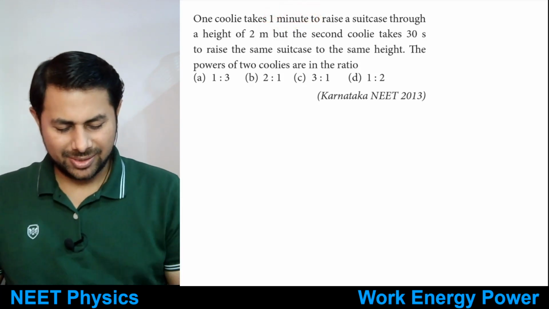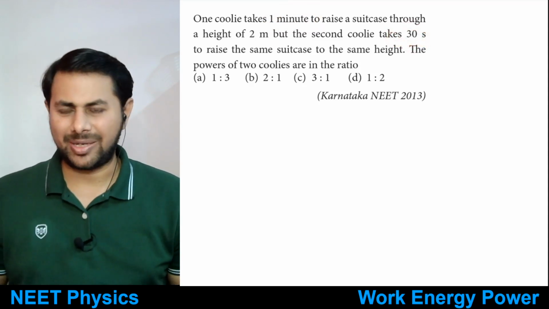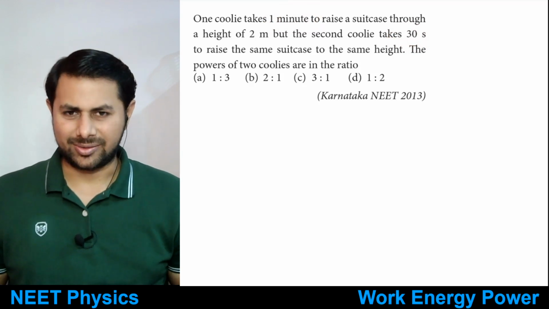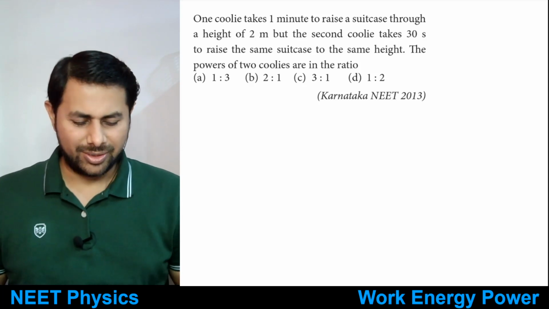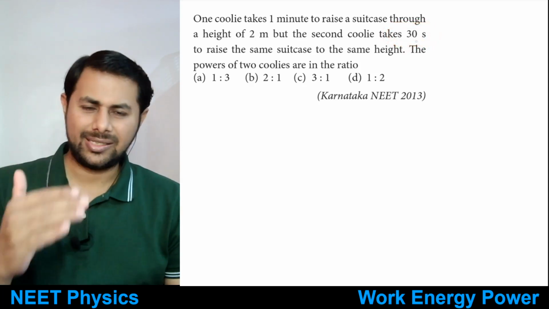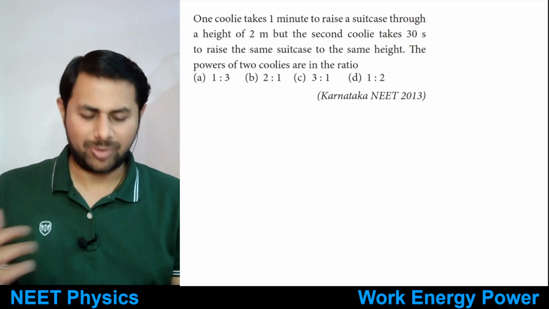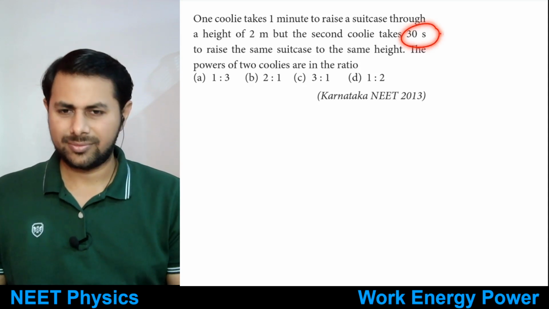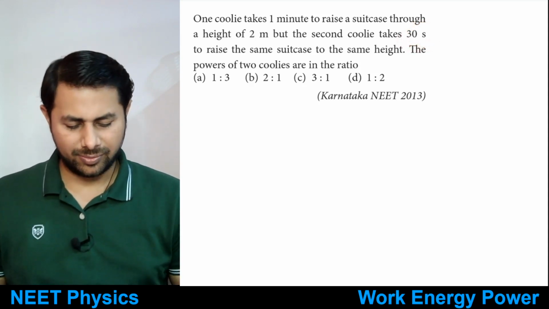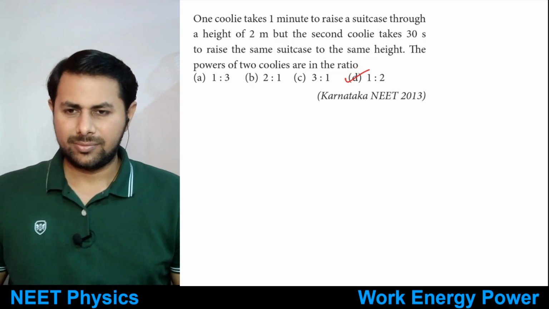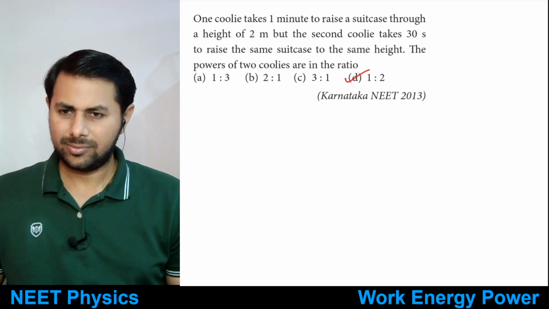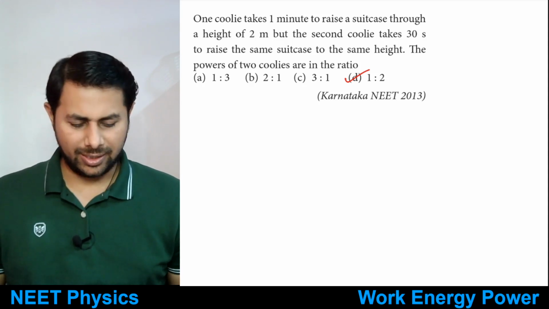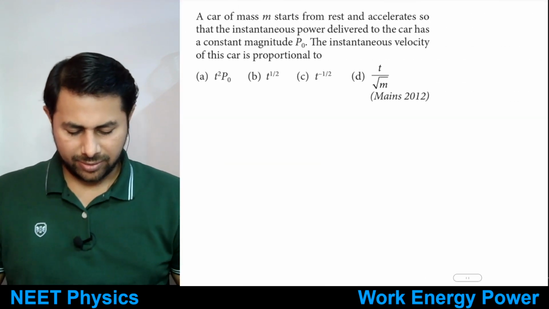The first one takes 1 minute, the second one takes 30 seconds. So who is faster? The second one is faster, right? It means the second one is more powerful. He takes 30 seconds, meaning half of the time, so he is twice as powerful, right? So what's the ratio? It's 1:2, option D. We can just compare like this. So this is simple. Let's see the next one.